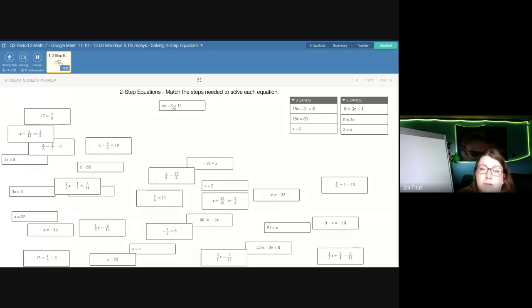Here's 4x plus 3 equals 11. I'm going to subtract 3 from both sides. So I'll have 4x alone here, and then 11 minus 3 will be 8. Now I'm going to divide both sides by 4. x will be 2.